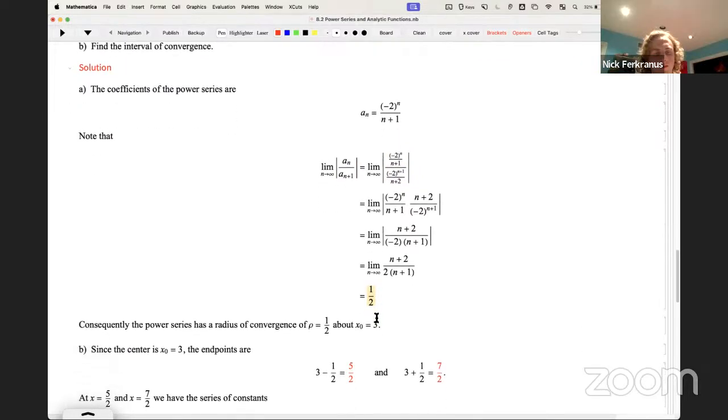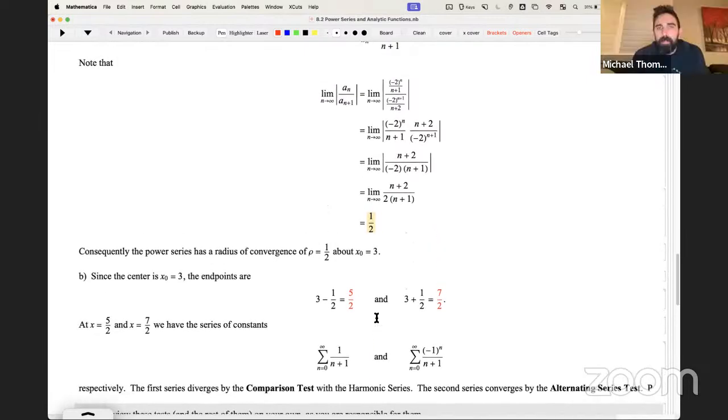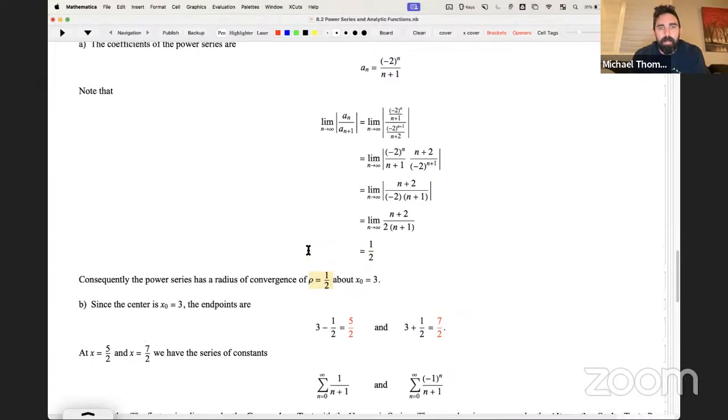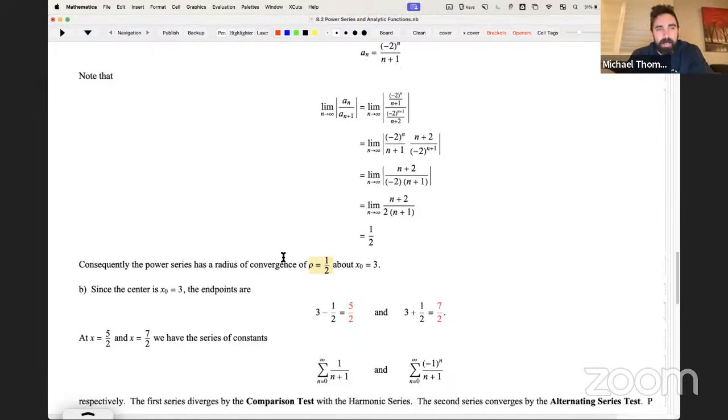So what that tells us is that the radius is 1/2. You should be picturing the point 3, and then you're going to go out a distance of 1/2 up and 1/2 down, so 2.5 to 3.5, and there's at least your starting part. We still have to test the endpoints, right? But that's the radius.